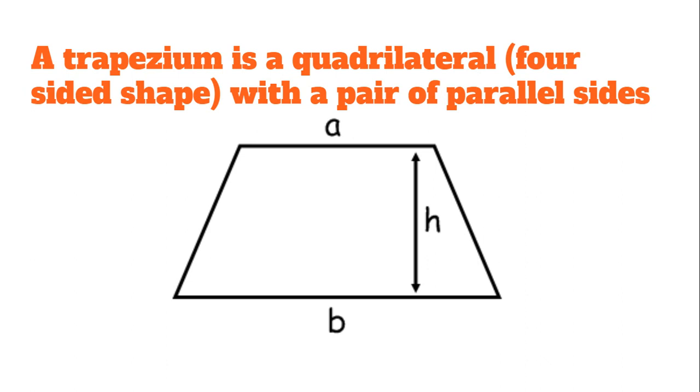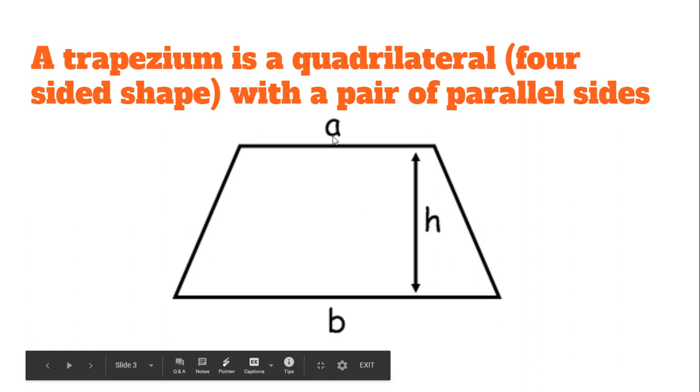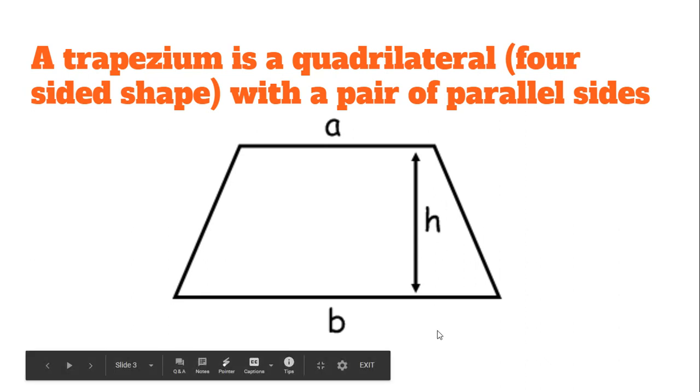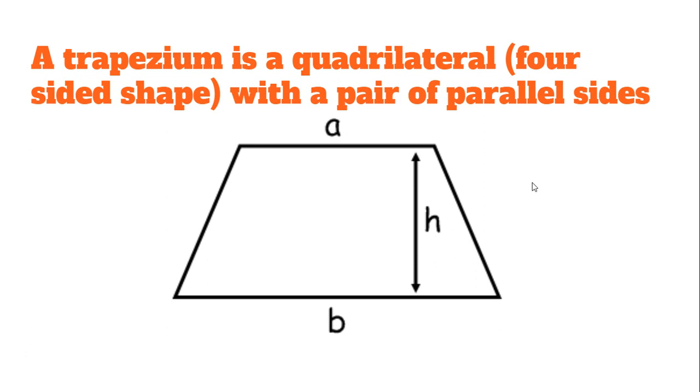And for the purposes of the area, it's common to label the parallel sides A and B. And then just like with the parallelogram and a triangle, we call the height the perpendicular height, H. So you might want to pause this and make a copy of this picture for later on.